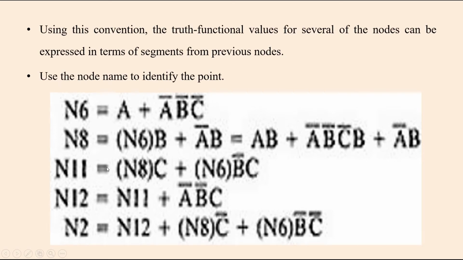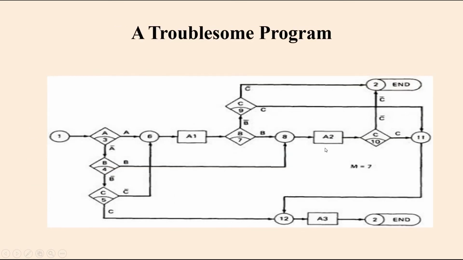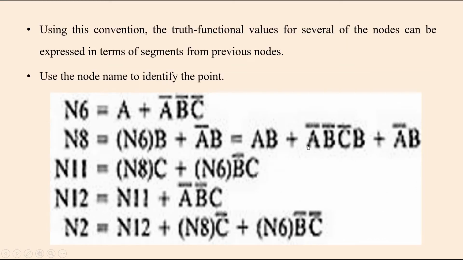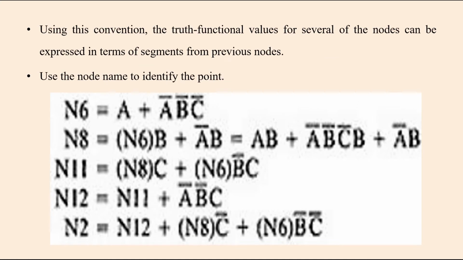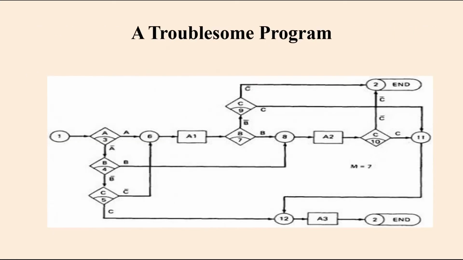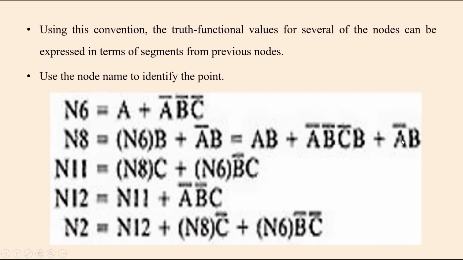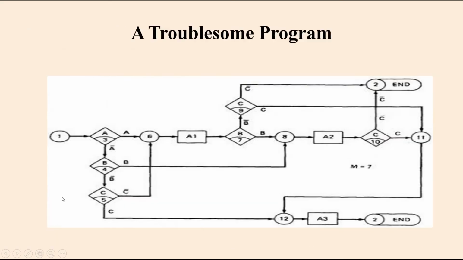Now N11, that is node 11. So what is node 11 here? Node 11 is represented as N8 into C plus N6 into B bar into C. This is N8 into C plus N6 into B bar into C. So these terms it contains, that is node 11. So it can be represented as N8 into C, plus N6 into B bar into C. Now N12, where is node 12 here?